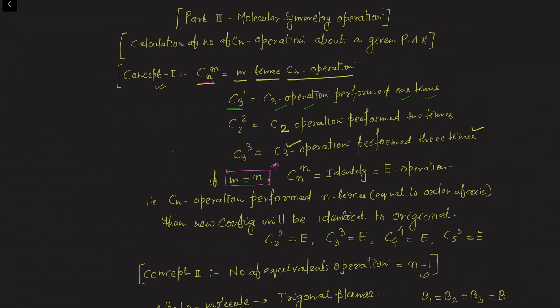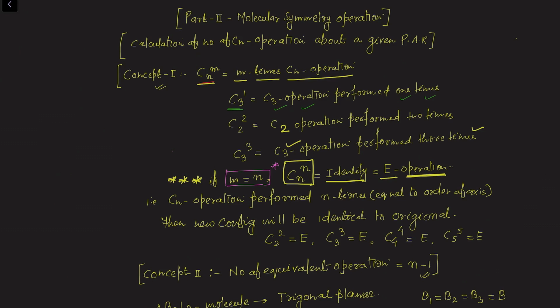But a very important concept is when the number of operations is equal to the order of the axis, meaning Cn raised to the power n. Whenever you perform the Cn operation n times, you always get the identity operation. Identity means you get an identical geometry, right?